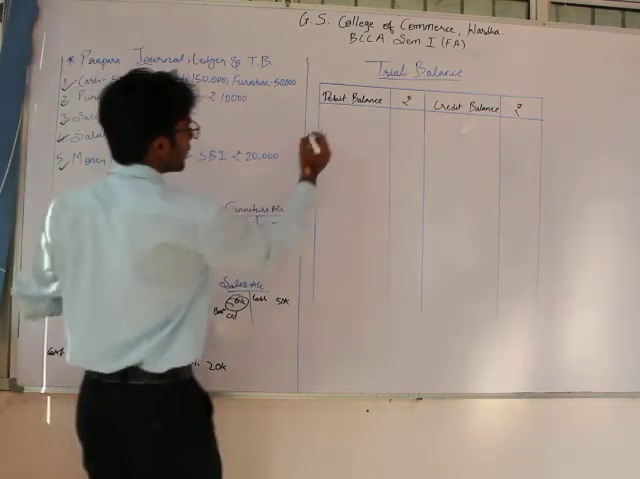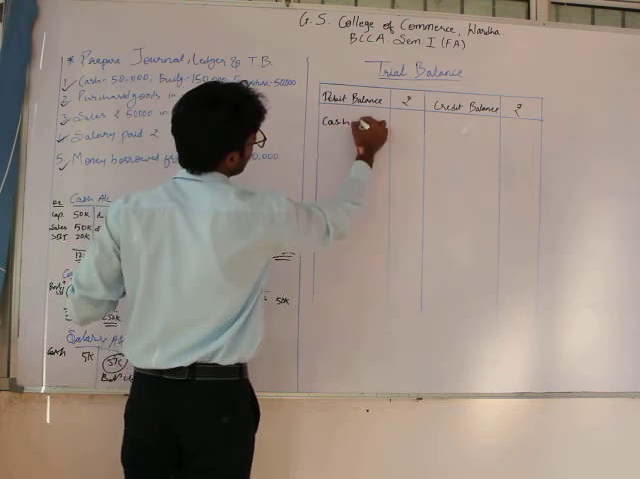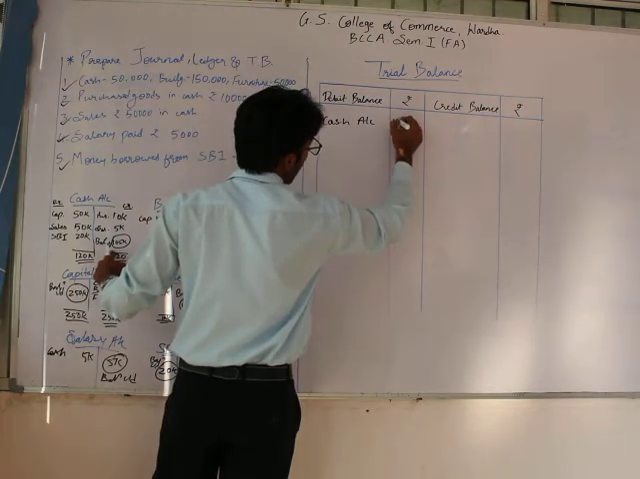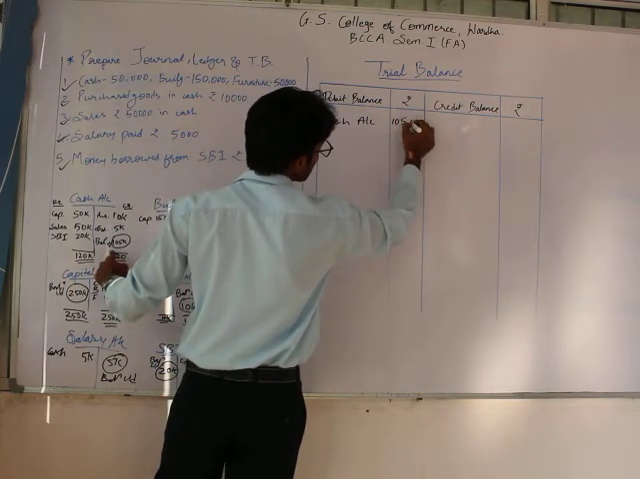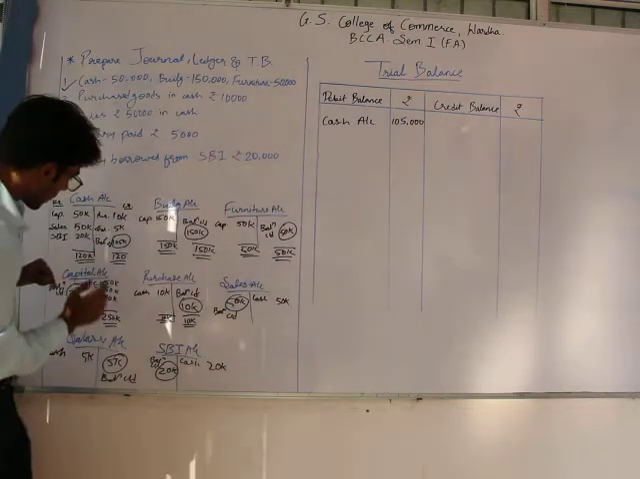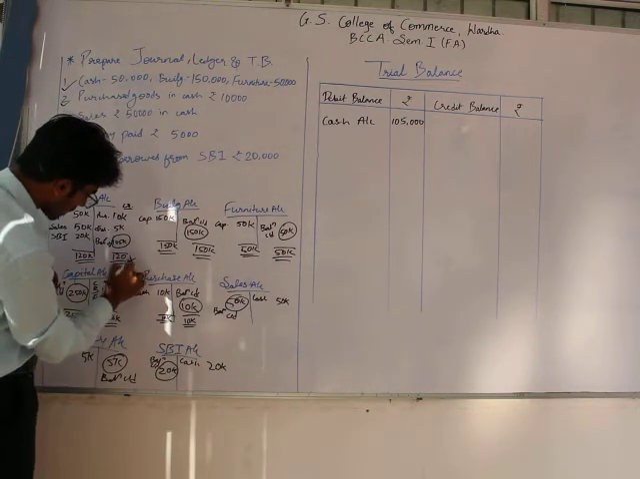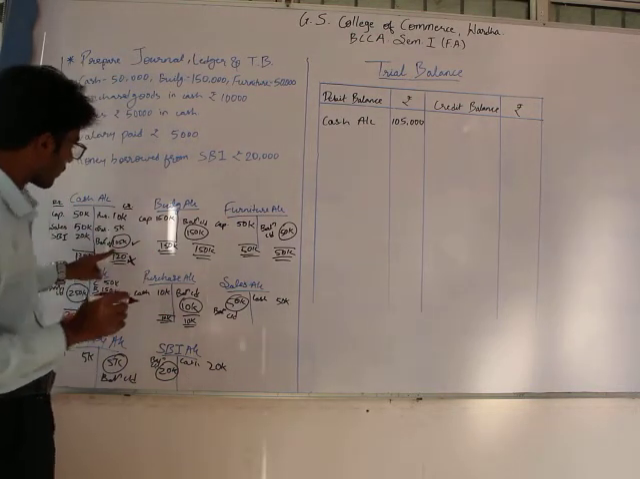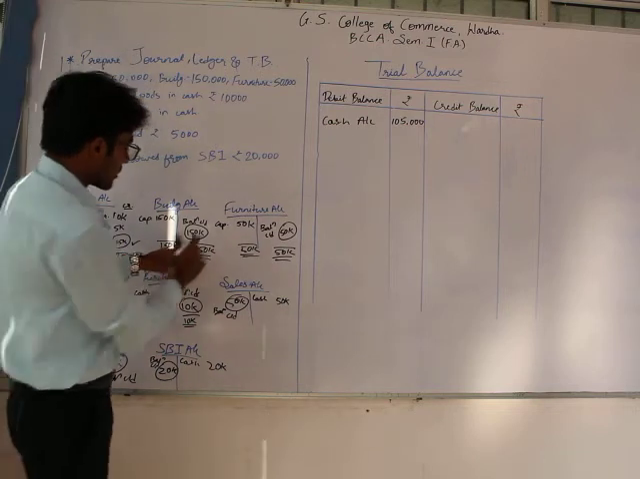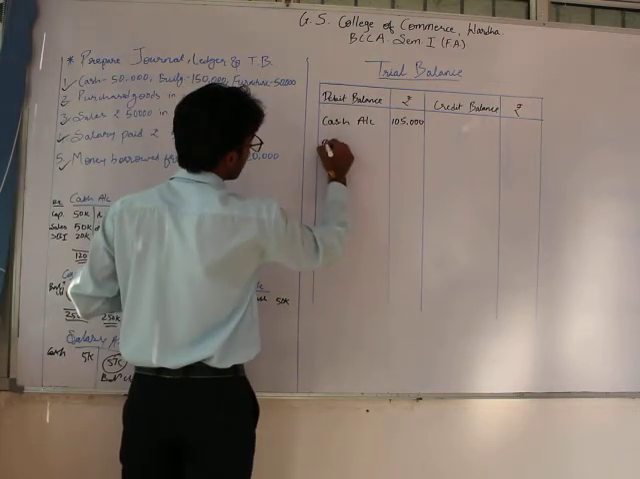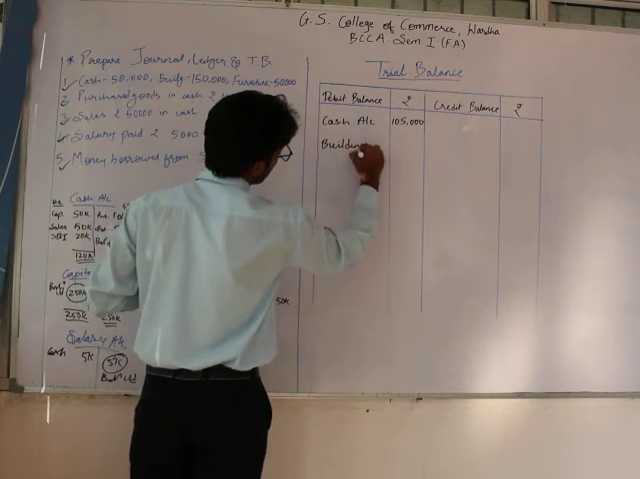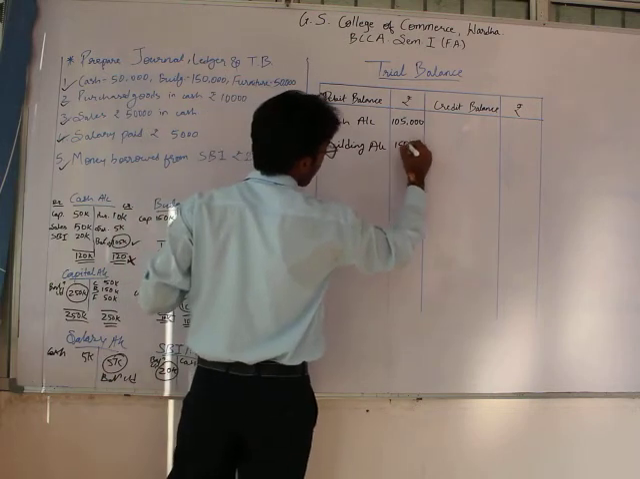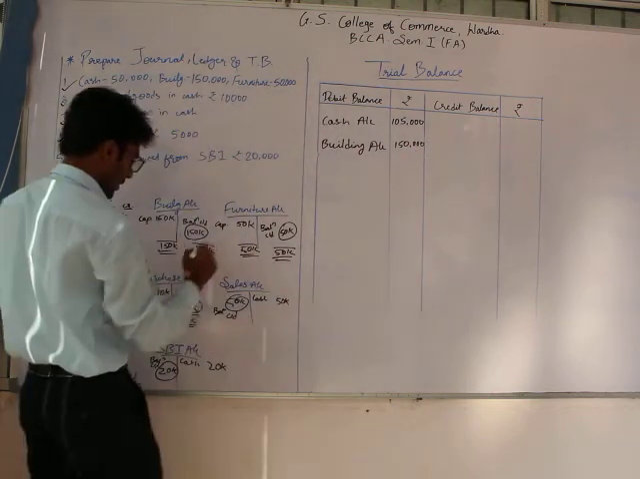So I am writing here cash account. What amount will it be? 1,05,000. Balance. We are not writing this figure, we are writing the balancing figure, the rounded one, 1,50,000. After that, building, same, this is on the credit side, that's why building account, and the amount will be 1,50,000. Done.